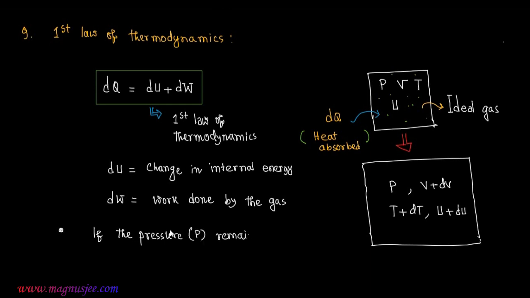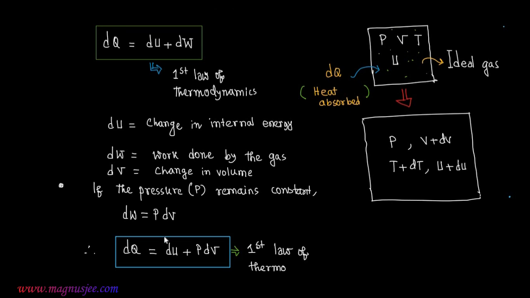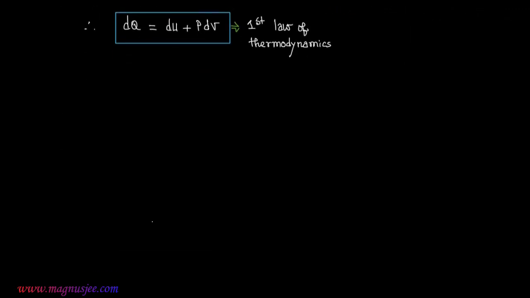If the pressure P of the ideal gas remains constant, then the work done dW will be equal to P dV, where dV is the increase in volume of the gas, provided the gas absorbs dQ amount of heat energy. Therefore dQ is equal to dU plus P dV, which is the expression of the first law of thermodynamics. dQ is the heat energy absorbed, dU is the change in internal energy, and P dV is the work done, where dV is the change in volume of the ideal gas.